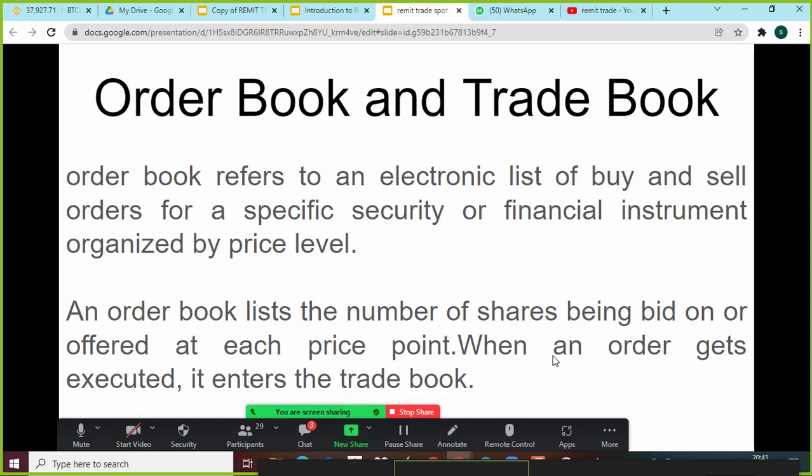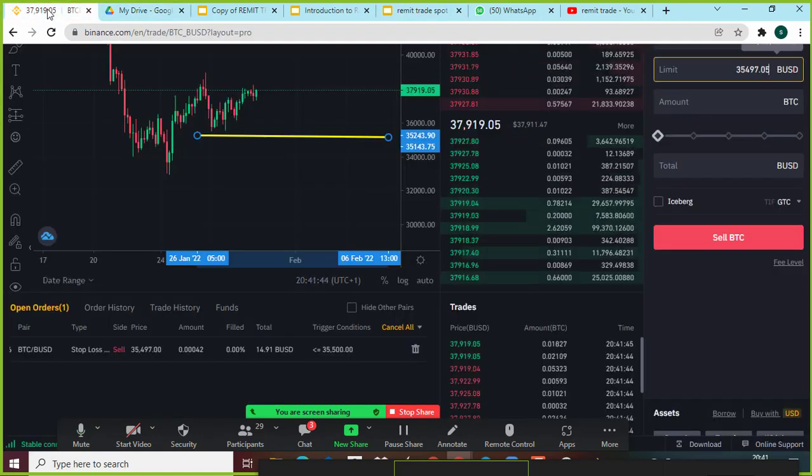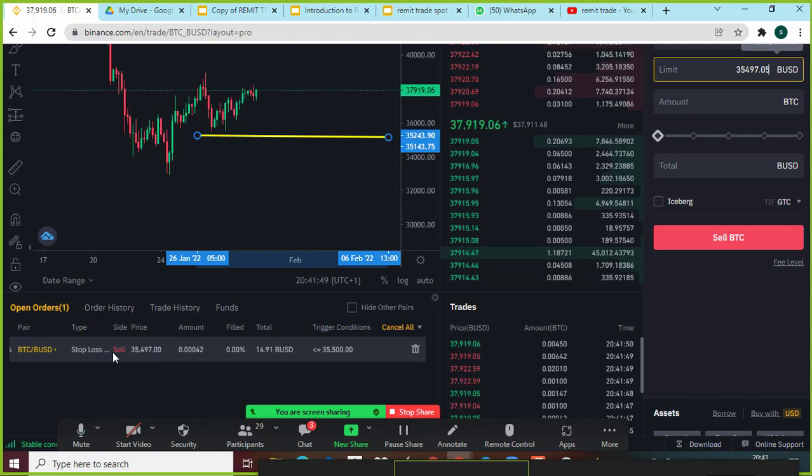Now, there's a difference between when you place an order and when an order gets executed. It's two different things. Now, let me show you. You see this stop limit order I placed? I've placed the order, but it has not executed. When you execute the order is when you actually perform the transaction successfully. That is when the market comes down and hits this price and this order gets filled. You see filled here, 0.00%. That is when we say an order is executed. But now I just placed the order.